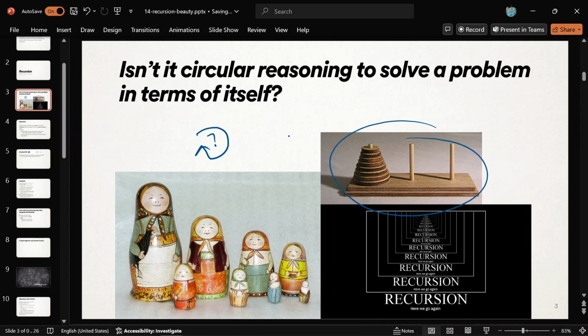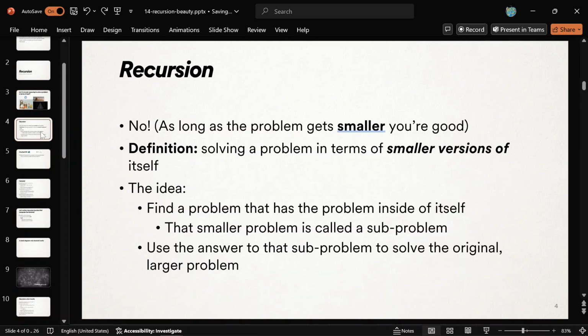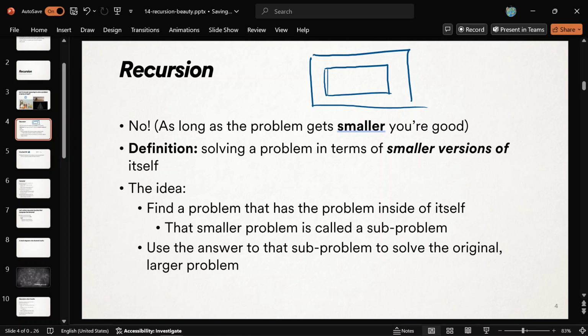Recursion will tell you how to play this game in the optimal way, which is exciting. Okay, so yeah, let me teach you recursion. It's not circular reasoning as long as the problem gets smaller. So you've got your original problem. What you want to look for is a smaller version of that problem inside of itself. So here it is. Find it. Try to solve it, and then you can use that answer to solve the original problem.